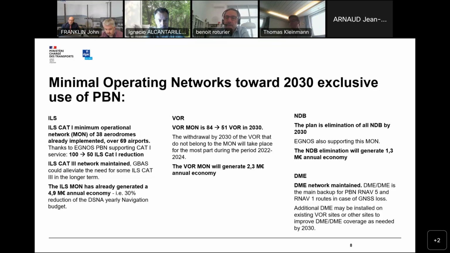And for DME, we maintain the network, and we are even possibly going to increase it a little bit because DME is the main backup for PBN en route navigation and terminal navigation in case of GNSS loss. So in our CONOPS, it's quite an important capability to have this AirNav5 and AirNav1 being supported by DME to be able to land aircraft and restore some traffic if someday we have a big GNSS loss over France.